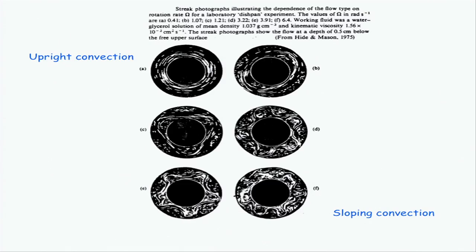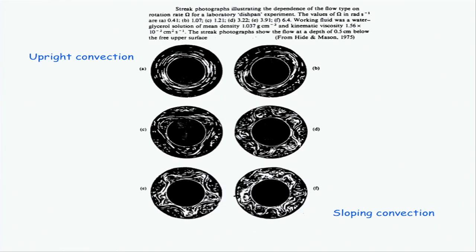As we increase the rotation speeds even more, you can see that those nice patterns start to break down, and effectively what we get is called sloping convection. In other words, that's upright convection in the absence of rotation, which tends to dominate, so essentially the thing starts to boil. If you look down on your kettle, that's what tends to happen.